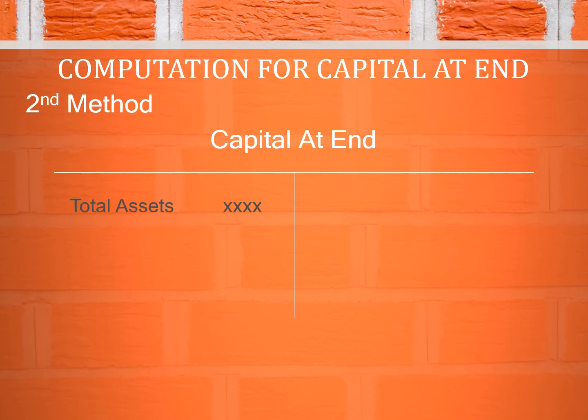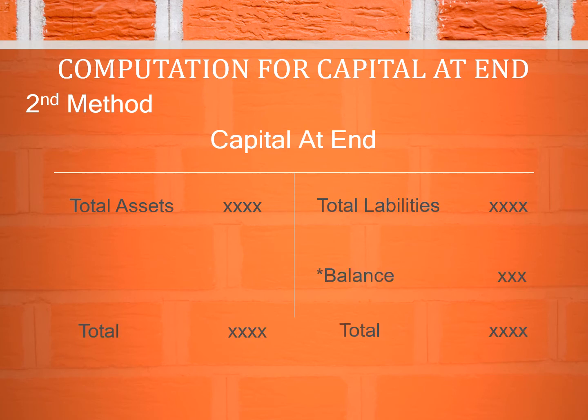Again, the debit side records the total assets and the credit side records total liabilities, and we know that the debit and credit sides should balance. The difference on the credit side is the capital, so we can call the balance between total assets and liabilities the capital at end.